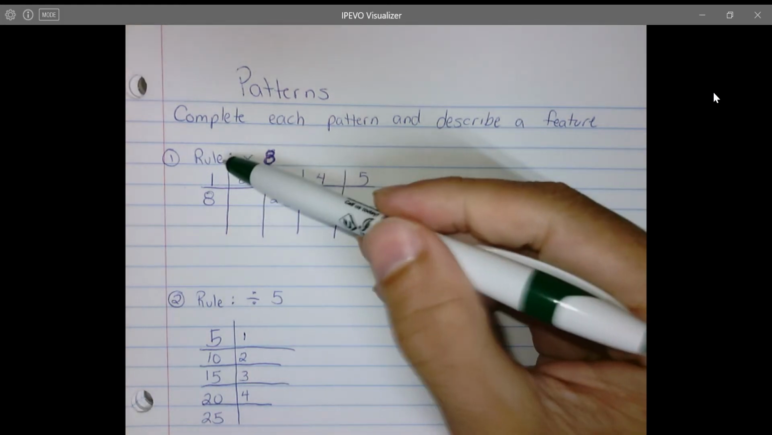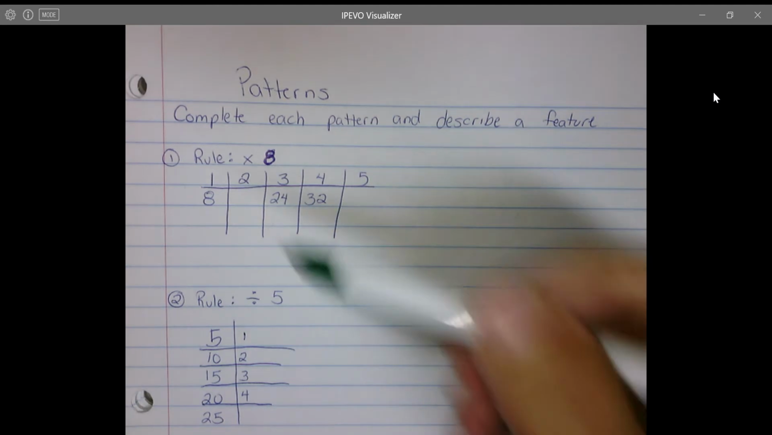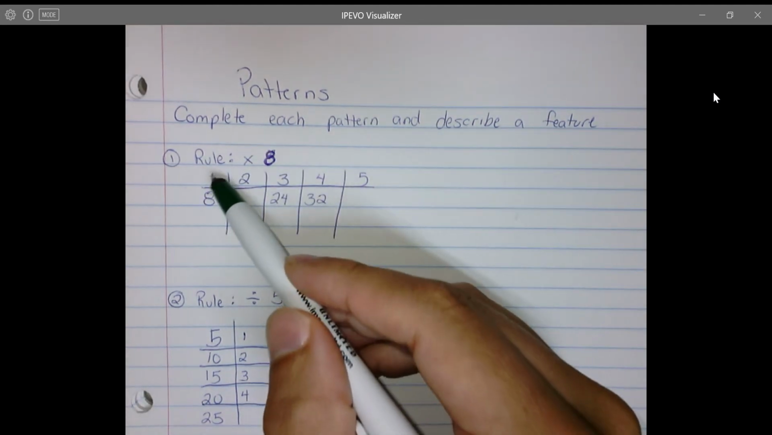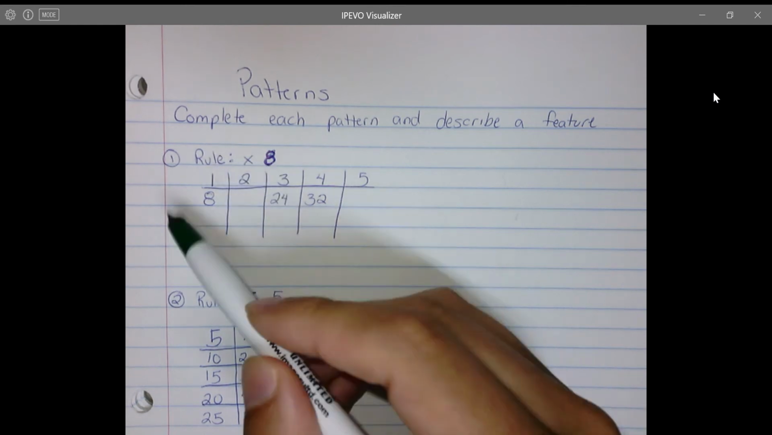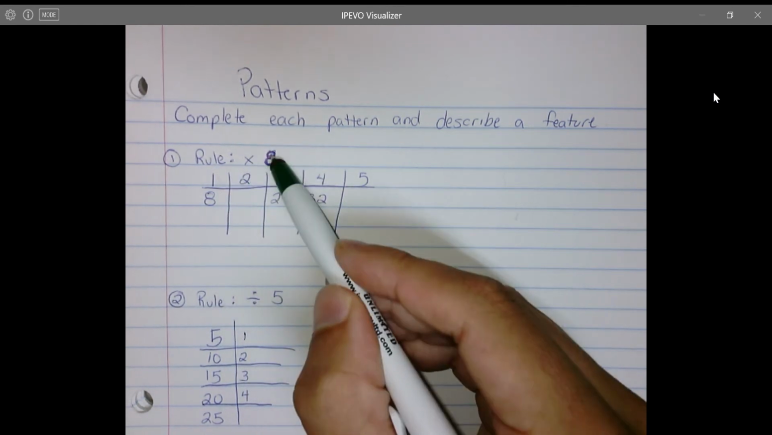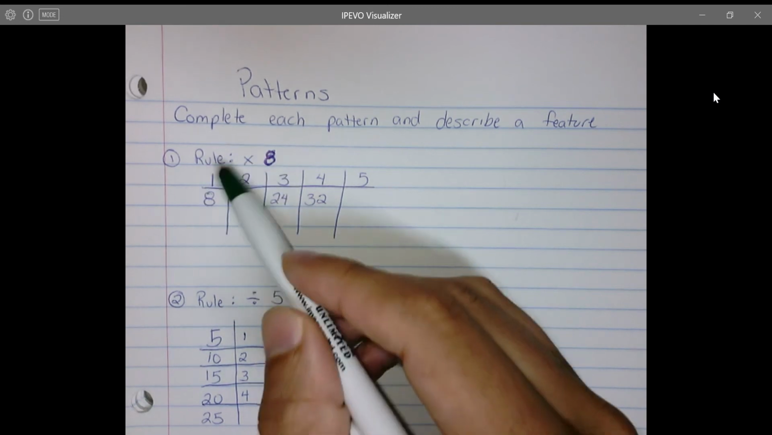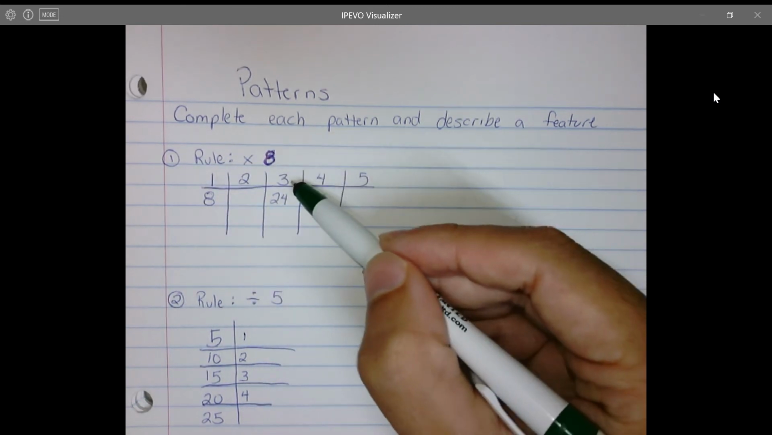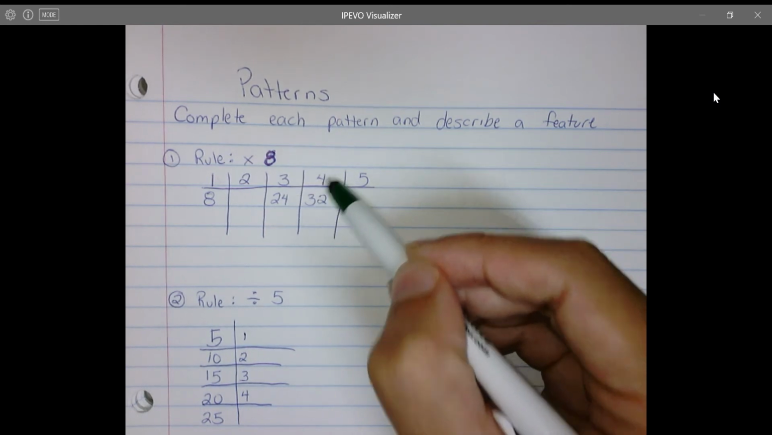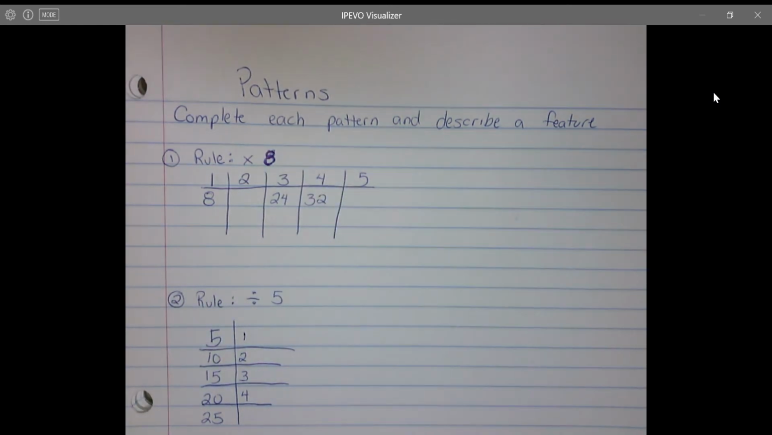So for number one, the rule is multiply by 8. This is kind of like an input-output table. If I put this number in and I follow the rule, I should get this number here. So let's check. 1 multiplied by 8 is 8. So that's true. If I check this one, 3 multiplied by 8, 24. True. 4 multiplied by 8, 32. So I can see those three that they gave me are already all true.